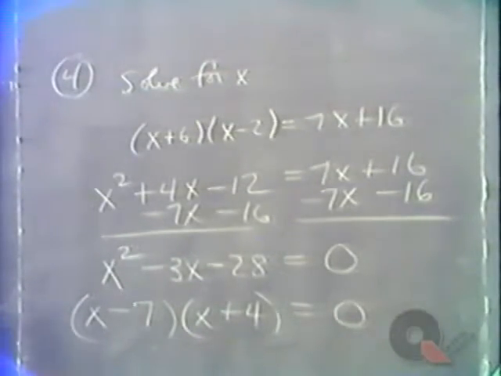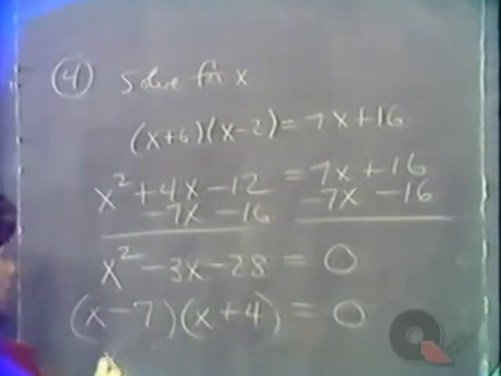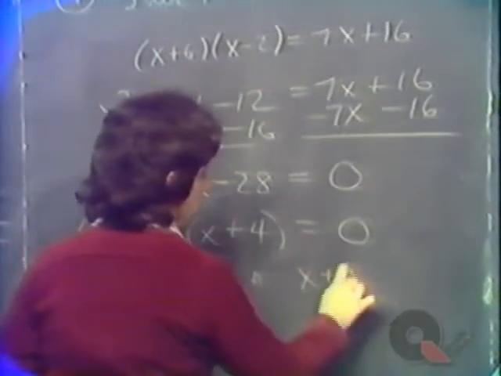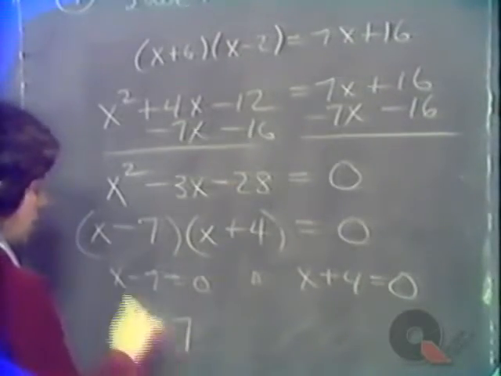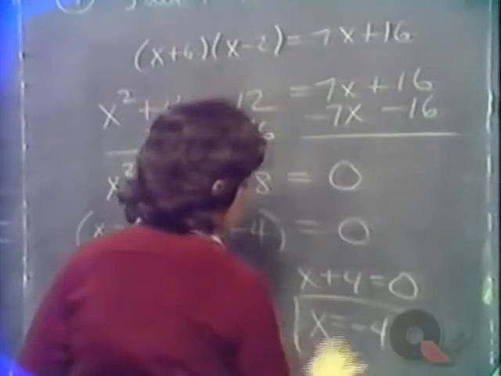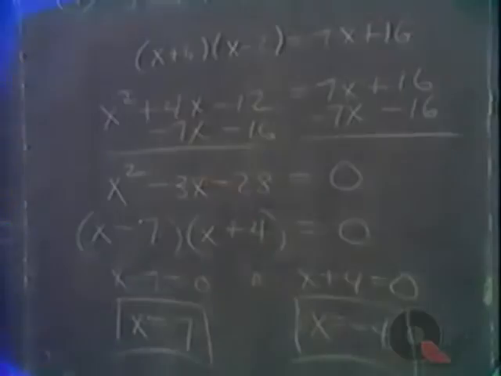Now, this is altogether different from what we had here. If the product of two numbers is 0, then either the first number is 0 or the second number is 0. So we have either x equals 7 or x equals minus 4. And these can both be checked in the original equation, and they will check out.